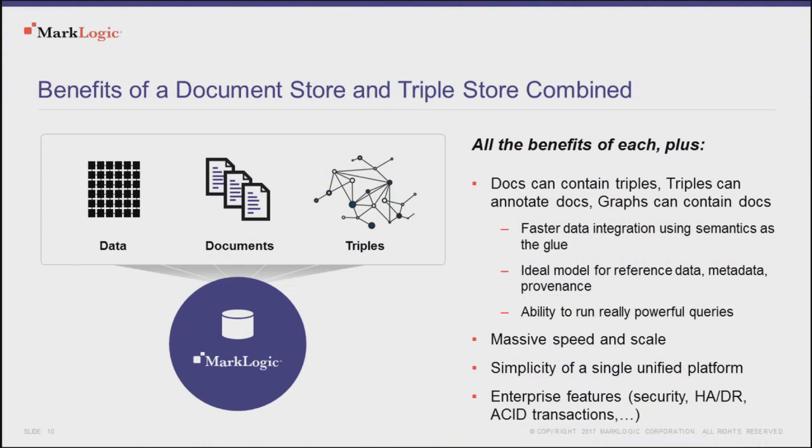So they made a choice of platform. They want to move to a combined document and triple store. So they adopted MarkLogic. It offers all of the benefits of a traditional relational or transactional database, a document database, and a triple store. Plus the fact that you can have documents that contain triples. Triples can annotate documents, and you can embed documents into your semantic graph. It gives you extremely fast data integration by using semantics to glue pieces of information together, and it gives you a great model for reference data, metadata, and provenance.